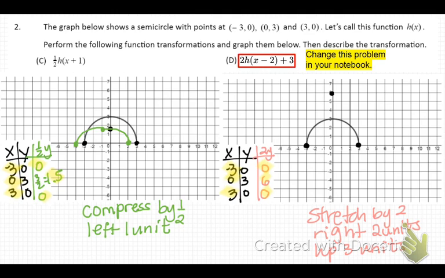Yes, it does. Yeah. Oh, on my graph. Yeah, it does on yours too.